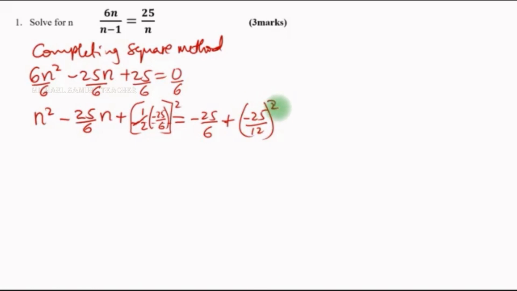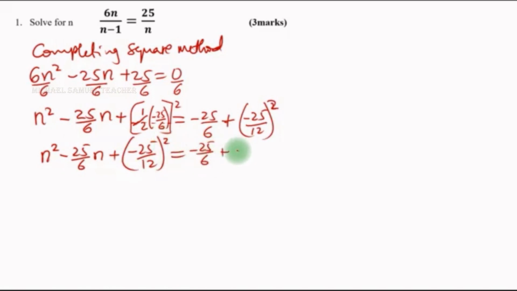Yeah, that is it. So let me just rewrite it to be very clear. So n squared minus 25 over 6 n plus, this will be minus 25 over 12, all squared, will be equal to minus 25 over 6 plus minus 25 over 12 squared. So that's what must be added. And if you add to the left hand side, you must also add to the right hand side.